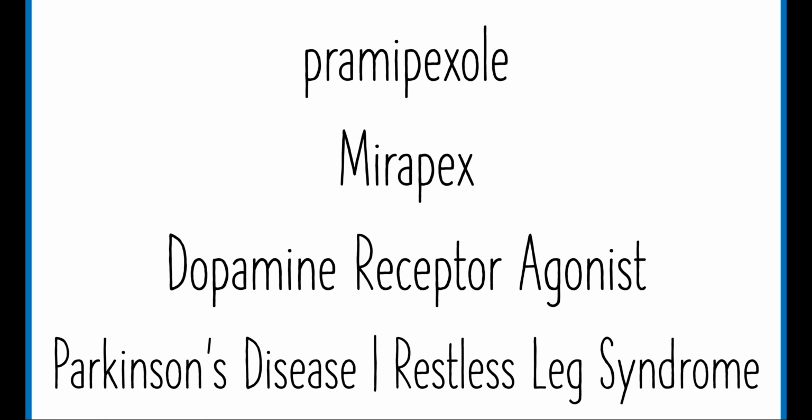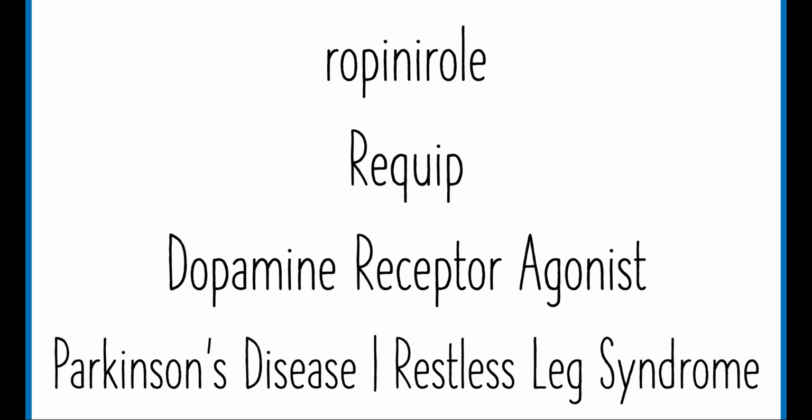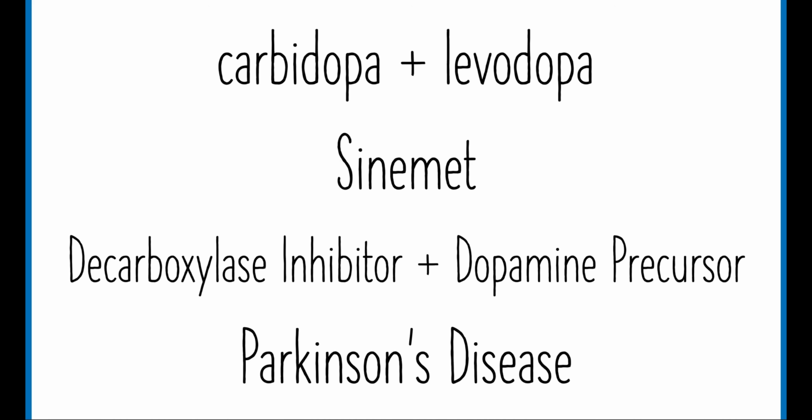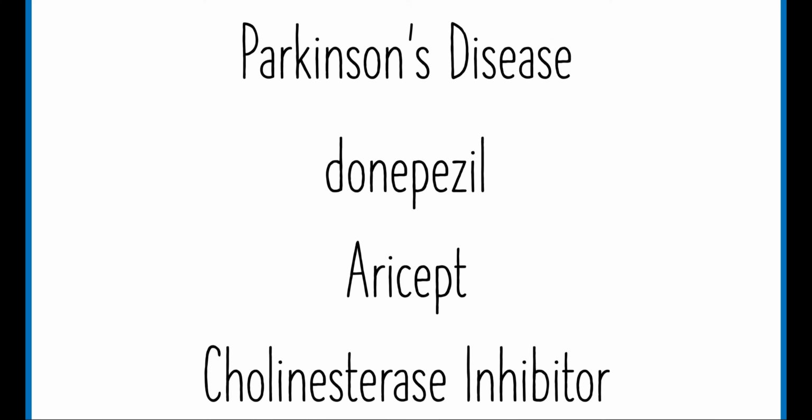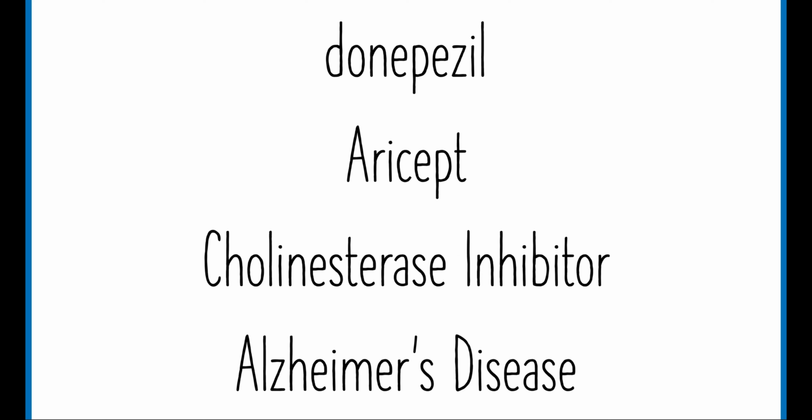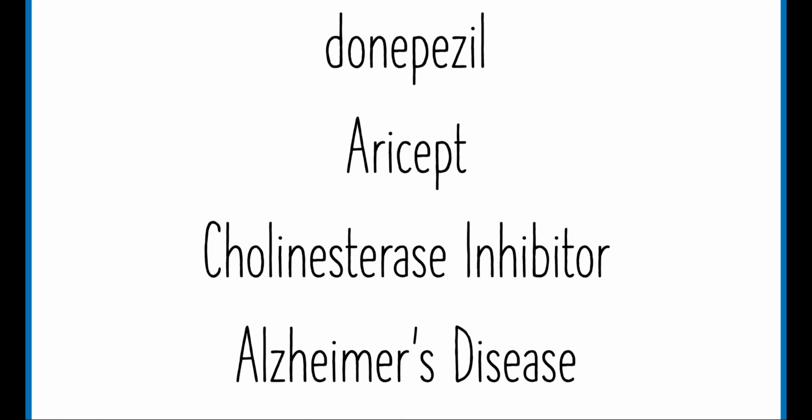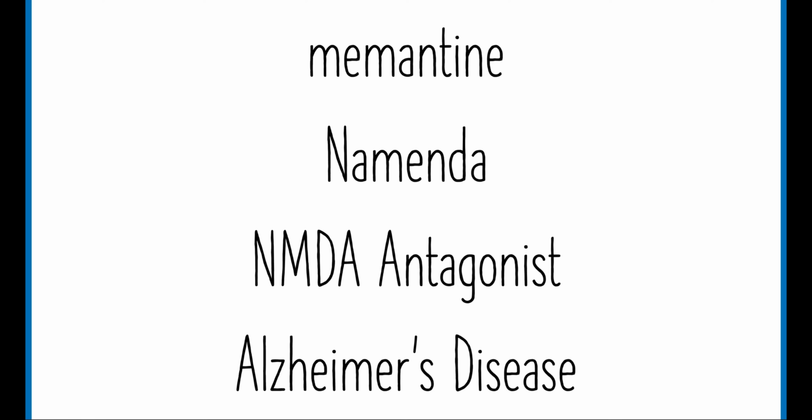Pramipexole or Mirapex is a dopamine receptor agonist for Parkinson's disease and restless leg syndrome. Ropinirole or Requip is a dopamine receptor agonist for Parkinson's disease and restless leg syndrome. Carbidopa with levodopa or Sinemet is a decarboxylase inhibitor with a dopamine precursor for Parkinson's disease. Donepezil or Aricept is a cholinesterase inhibitor for Alzheimer's disease. Memantine or Namenda is an NMDA antagonist for Alzheimer's disease.